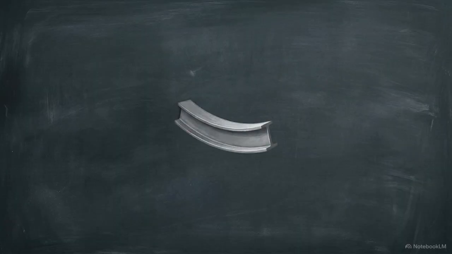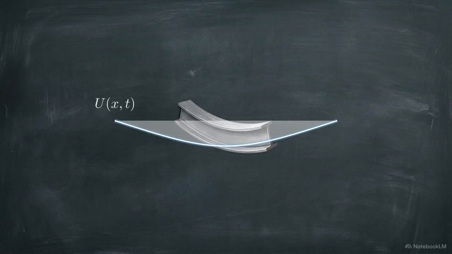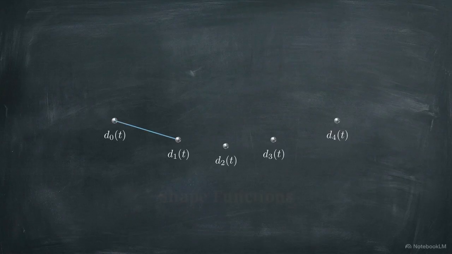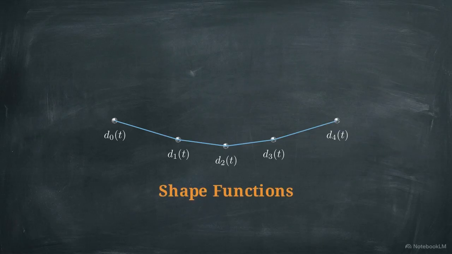This curve shows the continuous displacement field of an object. It's a smooth function, labeled u of x, t. We solve this through discretization. The curve dissolves, shattered into isolated data points called nodes, labeled d sub I of t. Between these nodes, we approximate physical space using shape functions, restoring mathematically solvable continuity across the discrete framework.